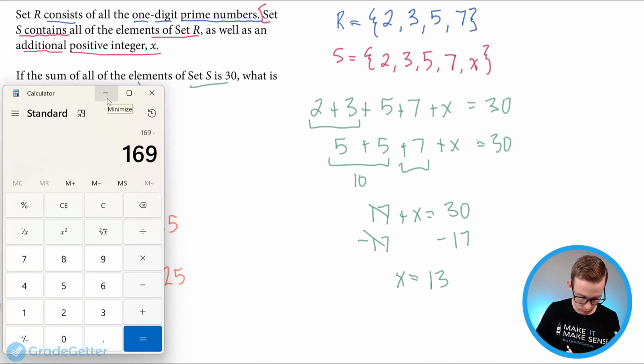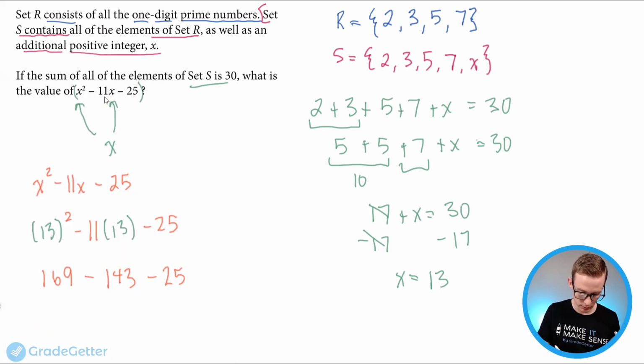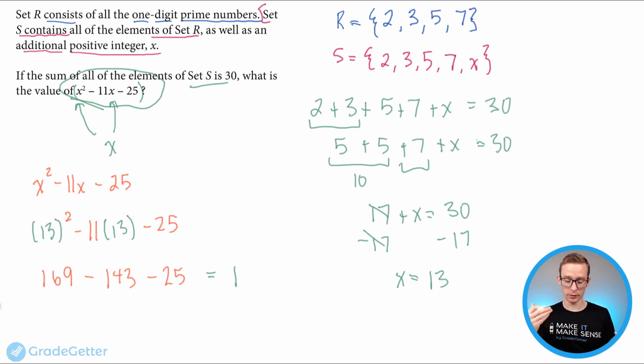169 minus 143 minus 25 is 1. So my final answer is going to be 1. That's the value of this expression here when x is 13 and we plug it in. So there's no multiple choice options here. We'd have to fill in our answer of 1 on our bubble sheet. So we just go to the bubble and fill in 1, and that would be our answer.